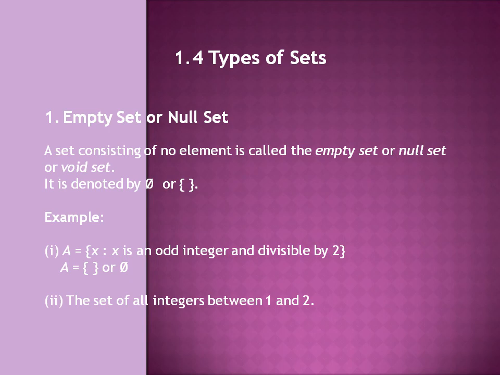I am giving you some examples. A equal to x such that x is an odd integer and divisible by 2. x is an odd integer means 3, 5, 7, etc. An odd integer is not divisible by 2. You know very well, so it is an empty set. The second example, the set of all integers between 1 and 2. There is no integer between 1 and 2. Decimal numbers are there, but there is no integer between 1 and 2. So it is a null set. Okay.